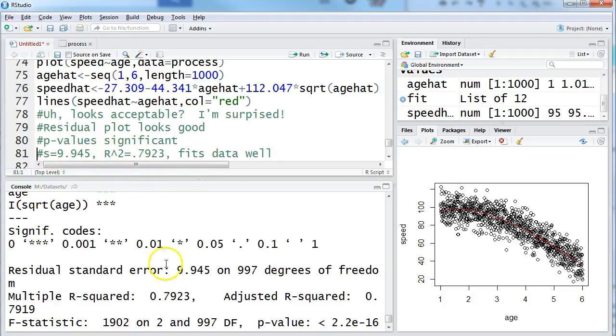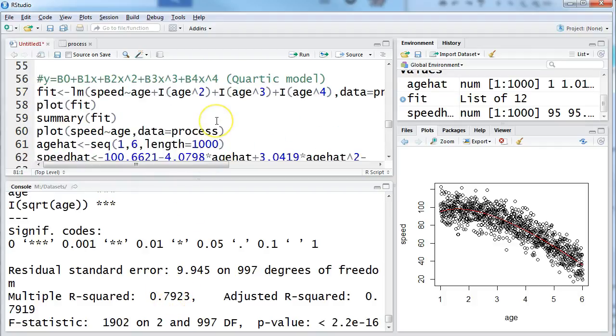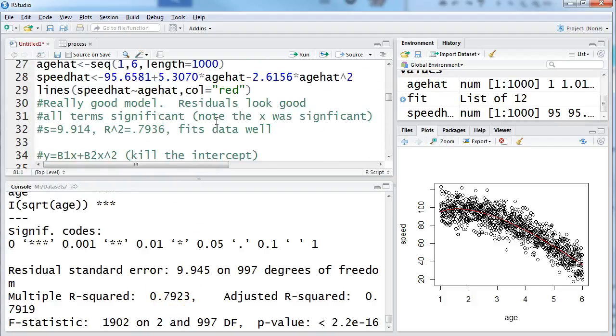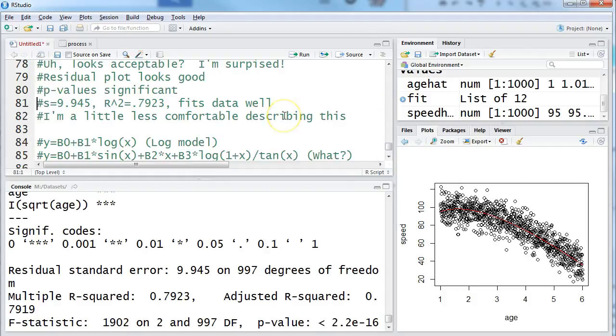9.945 and 7.923 on the R squared. Just so that you can remember, when we did the quadratic, 9.914. So our S is a little bit higher, but not enough to matter. The R squared is a little bit lower, but not a whole lot. I'm going to say this is a good model.